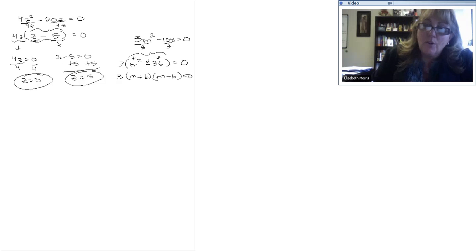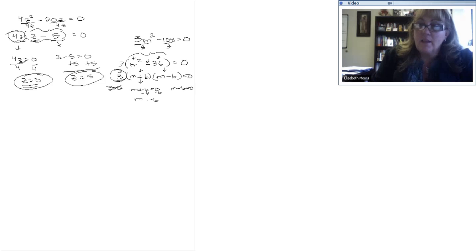Now, you have this times this times this. So you set each piece equal to 0. But when you set 3 equal to 0, that doesn't even make sense. So it just gets washed away. It's gone. Here, you had a 4z on the outside. It had a variable, so you actually could solve. This is just a 3, so it just goes away. m plus 6 equals 0, so m is equal to negative 6. And m minus 6 equals 0.